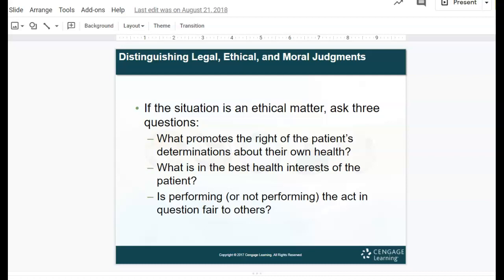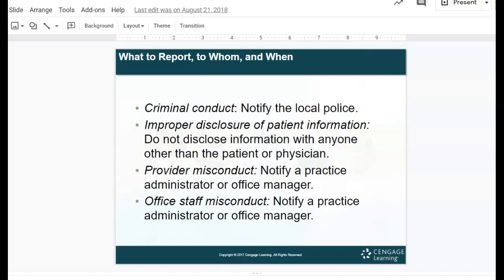If the situation is an ethical matter, you want to ask yourself three questions. What promotes the right of the patient's determinations about their own health? What is in the best interest of the patient with regard to their health? Is performing or not performing the act in question fair to others? Are you going to hurt other people by doing this for this one person? Those are the three questions that you need to ask when dealing with an ethical matter.